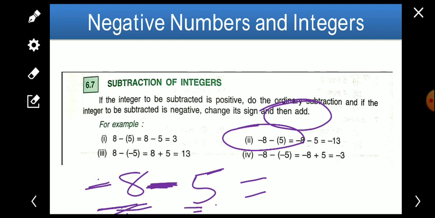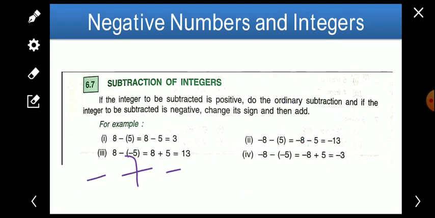Minus 8 and minus 5, what will be? Simply we add 8 and 5, that is 13, and it will have the minus sign only, because both have minus sign. Let me take another example. Suppose minus 7 minus 5. Both have minus sign, so 7 plus 5 is 12, and it will have the minus sign simply. I hope that you understood.